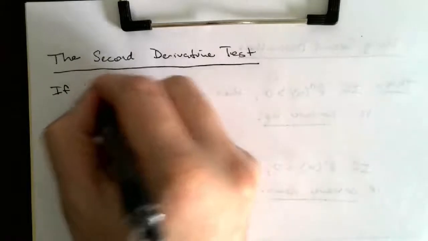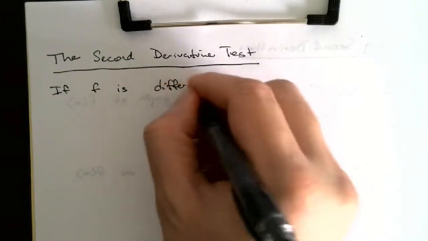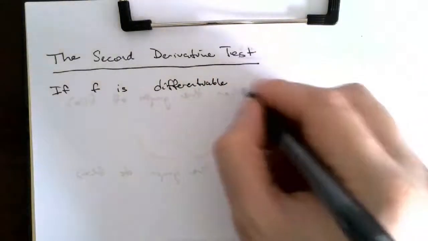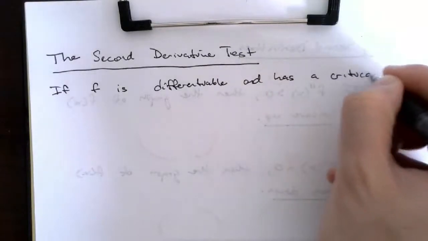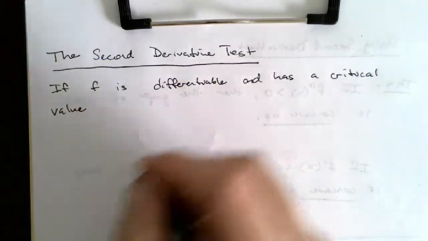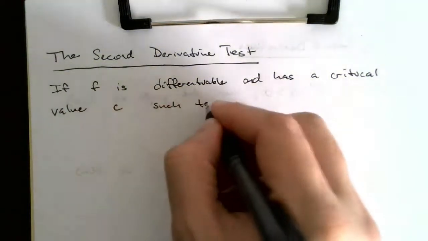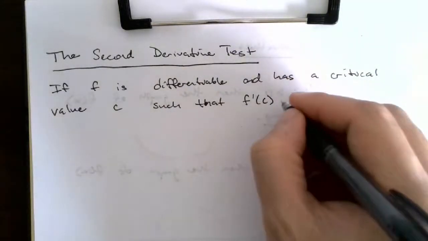But it says if f is differentiable, meaning it has a derivative, and has a critical value, c, such that f prime of c equals 0.